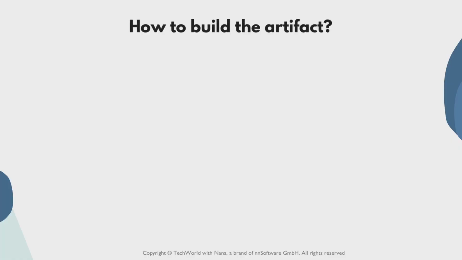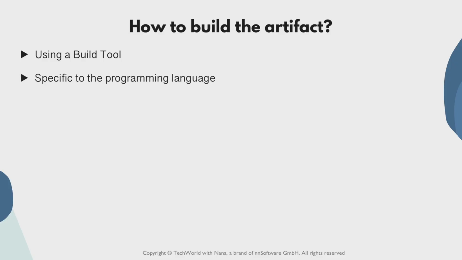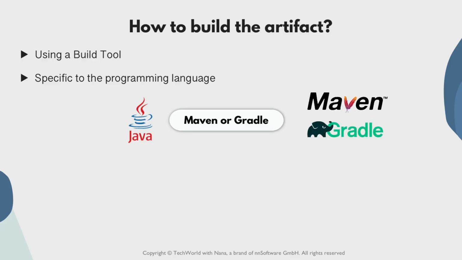Now, how do you build the artifact with dependencies? You do that using a build tool. So there are special tools to create the artifacts. And these tools are also specific to the programming language. For Java, there is Maven and Gradle, for example.